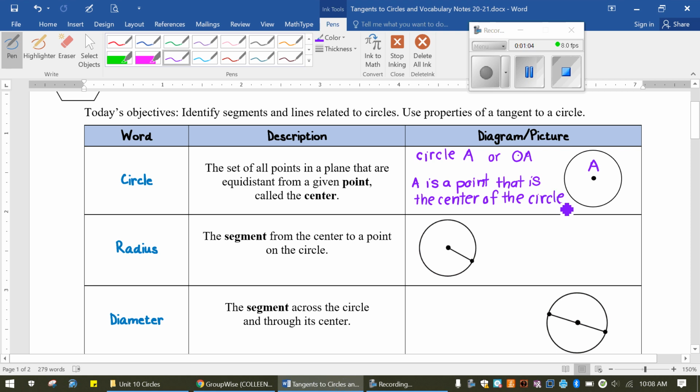Okay, our next vocabulary word is a radius. A radius is a segment. Okay, so there's no arrows, that is from the center of the circle to a point on the circle. So we're going to use the same center, A, and now I'm going to name this point on the circle as B. And then I will write AB as a segment and put the segment symbol above it. And this is a radius.